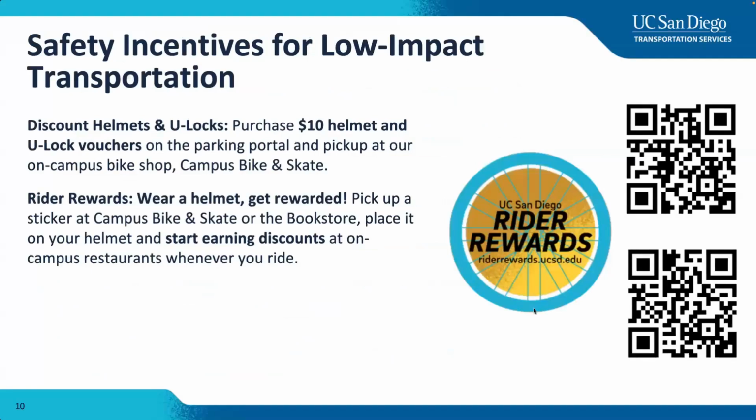Safety incentives. On top of those services that we provide, we do also have incentives for using low impact transportation methods on campus. The first one is the discount helmets and ULOX program, which allows you to buy a $10 helmet on the UCSD parking portal and pick it up at our on-campus bike shop called Campus Bike and Skate. Campus Bike and Skate is located at the old Student Services Center by Taco Villa, and you can also browse around for a new e-bike or a bike that you'd like to get so you can ride around campus.